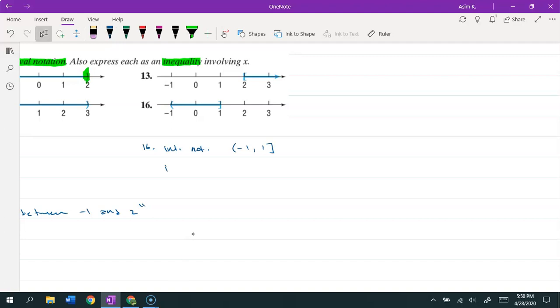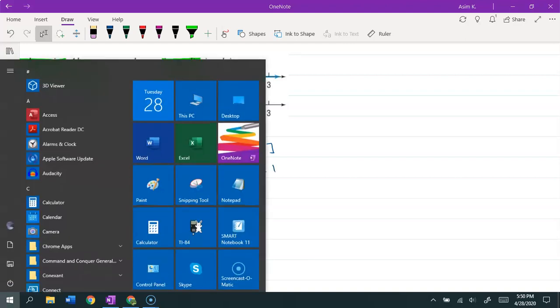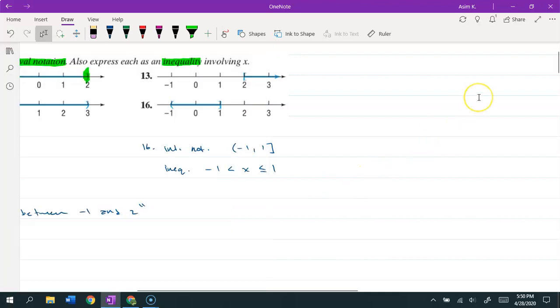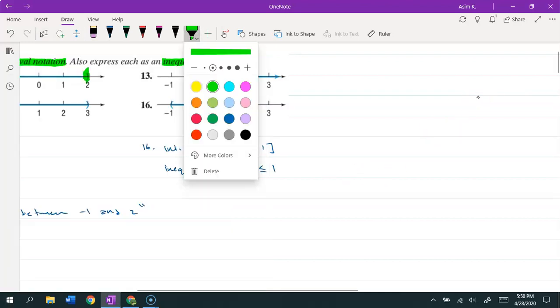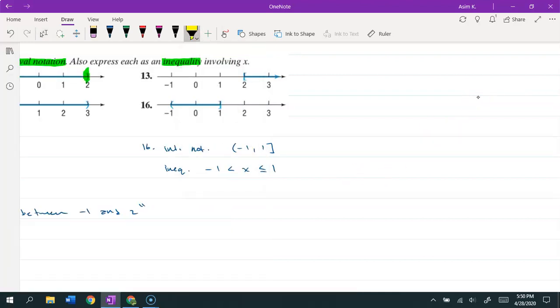The inequality notation is going to look like negative 1 is less than x is less than or equal to 1. Again, you want to make that connection that the less than is the left parenthesis, the less than or equal to is that bracket right there. You don't make it like greater than or equal to or anything like that, okay?